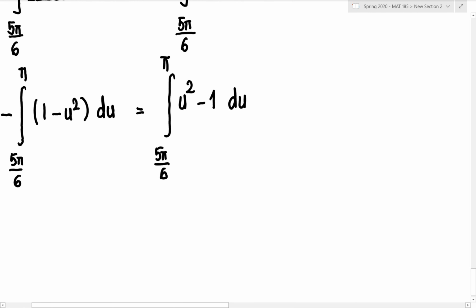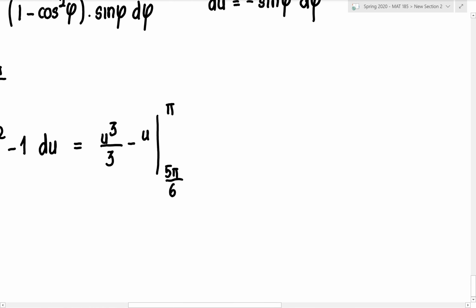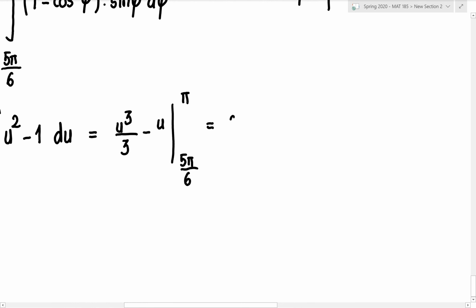All right, so now that we are at this point here, we're going to go ahead and integrate this. So I'm left with u cubed over 3 minus u as we go from 5 pi over 6 to pi. And remember, u was cosine, so I'm going to be left with cosine cubed of phi over 3 minus cosine of phi. And this is from 5 pi over 6 to pi.